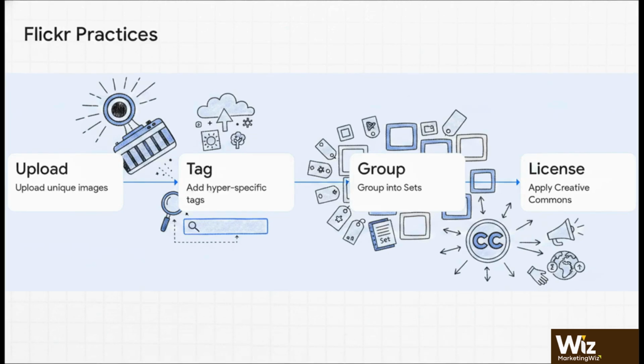To really make this work, follow these 4 steps. First, upload those unique images. Second, and this is absolutely crucial, add hyper-specific tags. Seriously, don't hold back here. Tags are exactly how people find you, so err on the side of too many. Third, group related stuff into sets, so if someone likes one photo, they can easily binge the rest. And finally, apply a Creative Commons license. Why? Because this actively encourages other people to reuse and share your photos. Basically, they're doing your marketing for free.